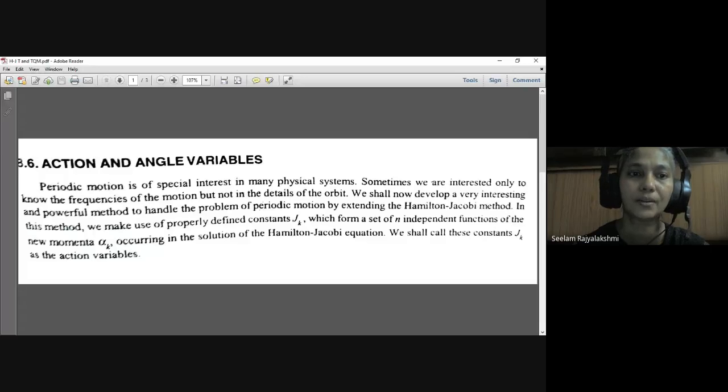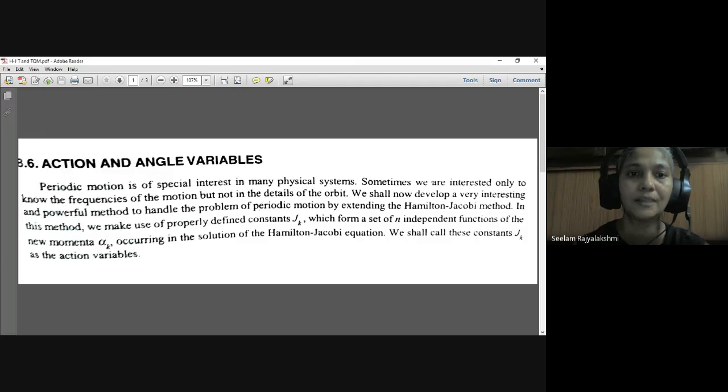Action and angle variables. If we consider periodic motion, it has special interest in many physical systems. Sometimes we are interested only in knowing the frequencies of the motion, but not in the details of the orbit. But here we shall develop a very interesting and powerful method to handle the problem of periodic motion by extending the Hamilton-Jacobi method.